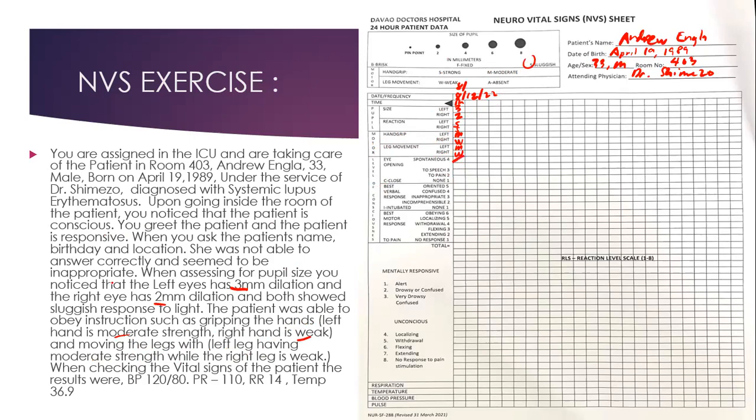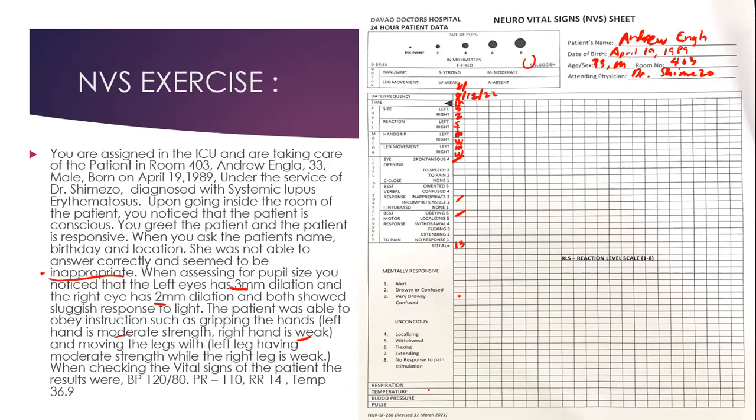But his verbal response is inappropriate. So we have 3. Then he obeys your instructions. So we have 4, 3, and 6. So that makes it 13. Right? So here in the RLS, since you will notice that in verbal response the confused or inappropriate is in the third, let's just put him at number 3, no? Number 3. Alright? Or you can clarify with the doctor where he wants it placed. But basically, he is not alert, no? And he is also not unconscious. So he is somewhere in between.